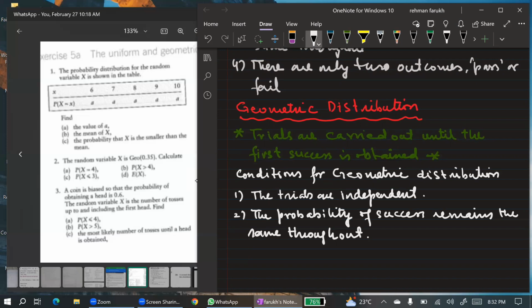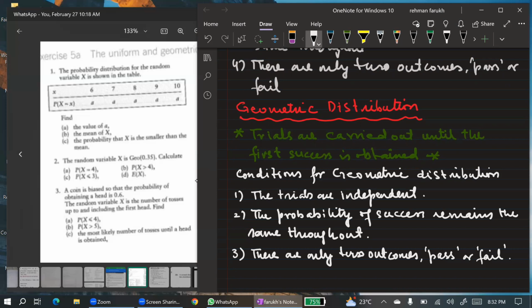Now the third condition is there are only two outcomes: pass or fail. There will be a 6 on the die, not a 6 on the die.